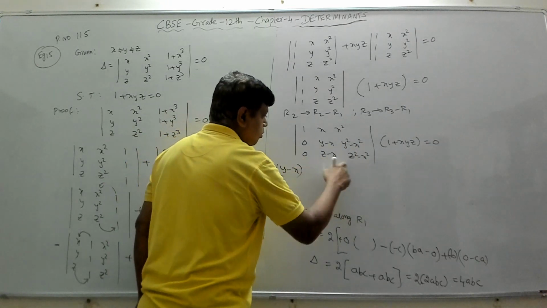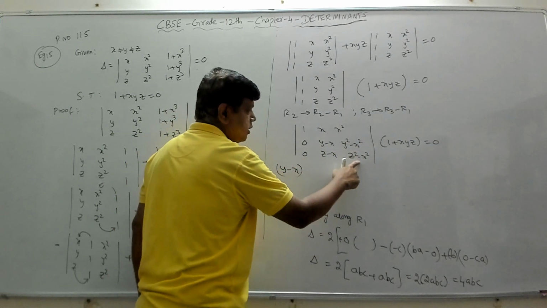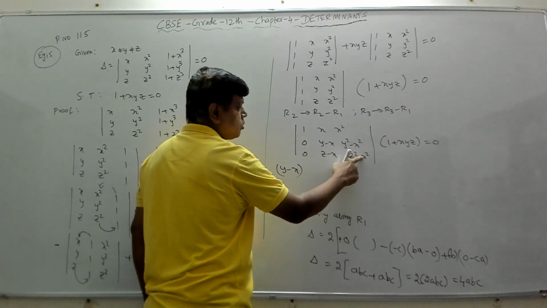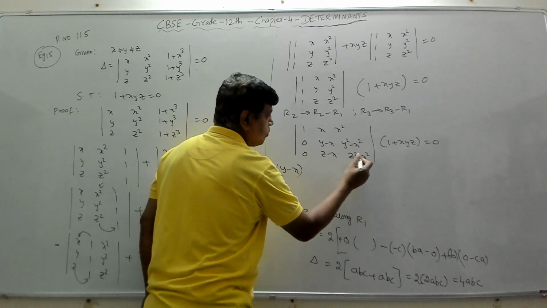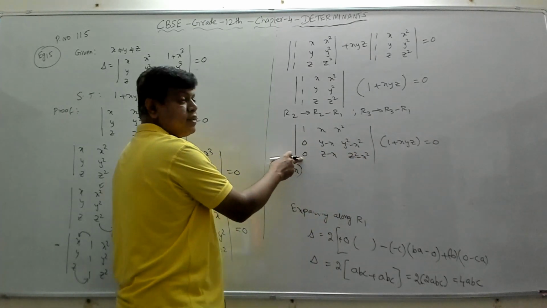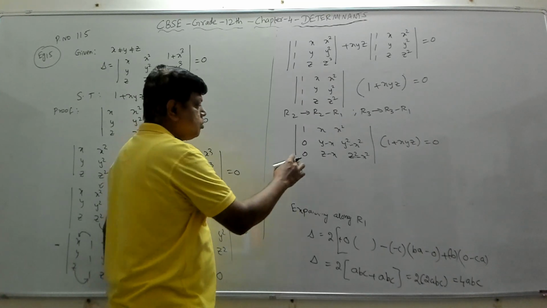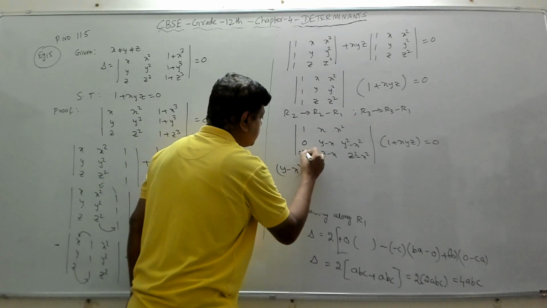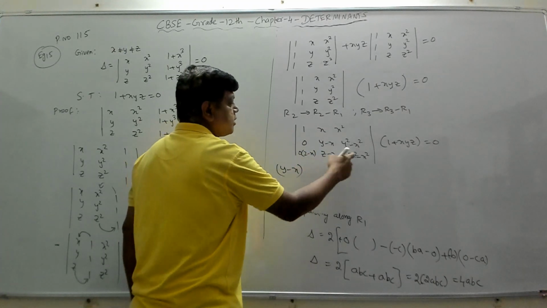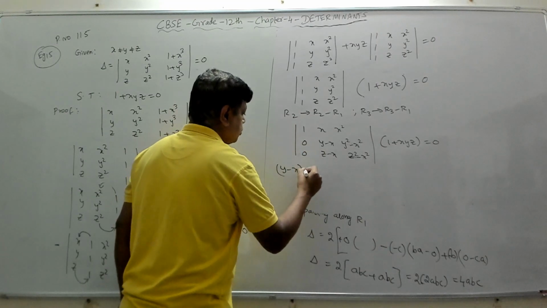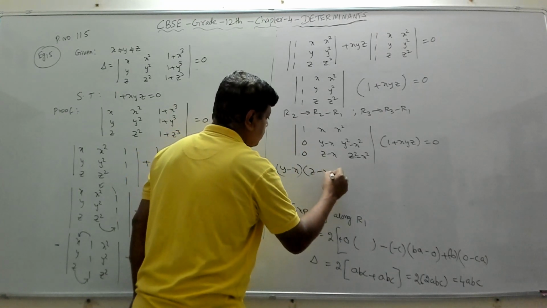Even from the third row, z minus x is here, and z square minus x square can be written as z plus x into z minus x. So this also has z minus x, and 0 also has z minus x, because 0 can be written as 0 into z minus x. Then everything has z minus x, so that can be taken out, right? So I can take z minus x from the third row.